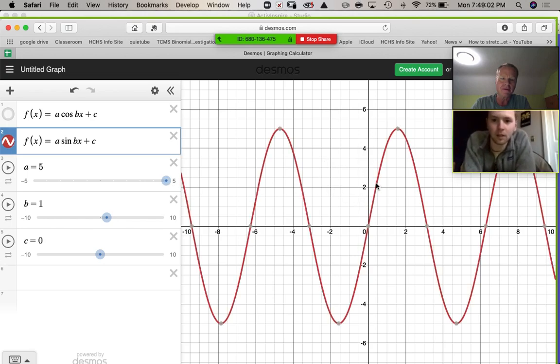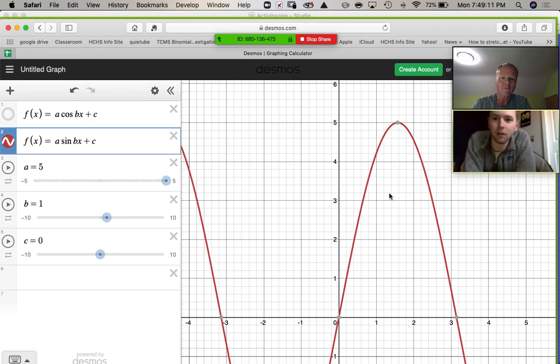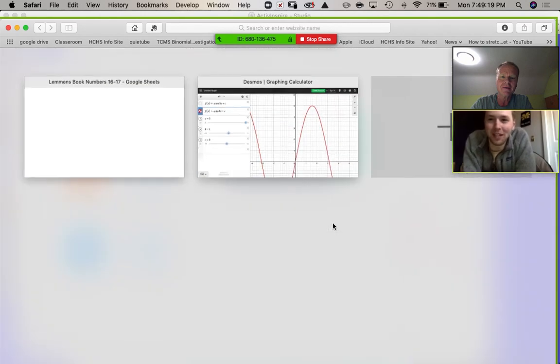What I love about Desmos, if you click on this, you can go right up here and you can see that maximum. I think you can actually click on the point. Click on the point. Hey, pi halves, 5. That's pretty exciting. I just spit all over my computer. I got so excited. You tell math teachers when we get excited about seeing it.